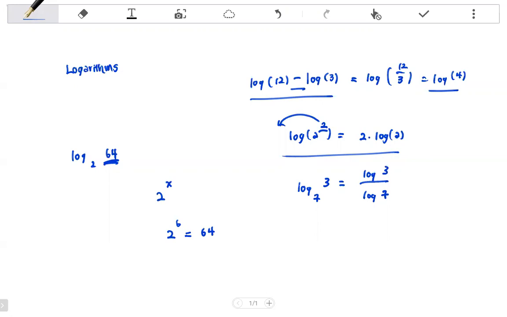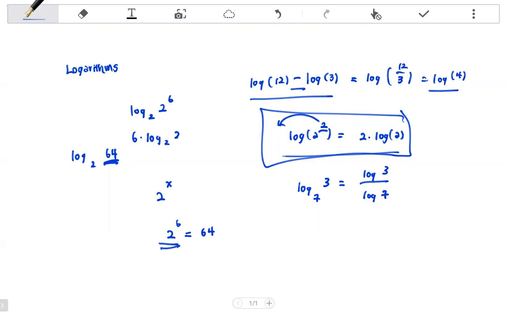So we can replace the 64 with 2 to the 6th. Log base 2 of 2 to the 6th. And from here, let's use this rule. This rule says that we can take the exponent and bring it out to the front. If we do that, we're left with this. And another rule that we covered is that if the base and this number are the same, then it's the same thing as one. It's basically irrelevant. So our answer is just going to be 6.